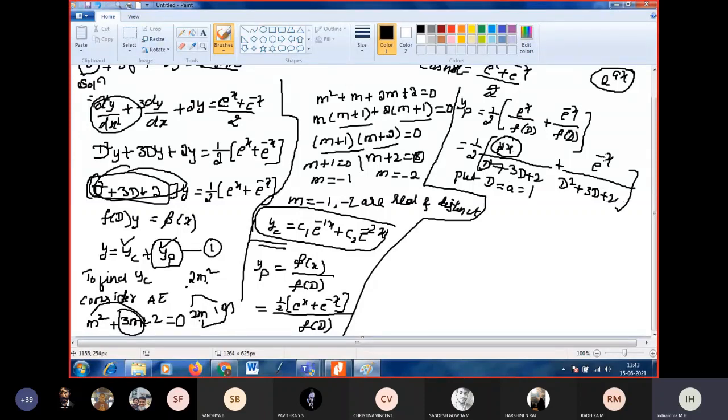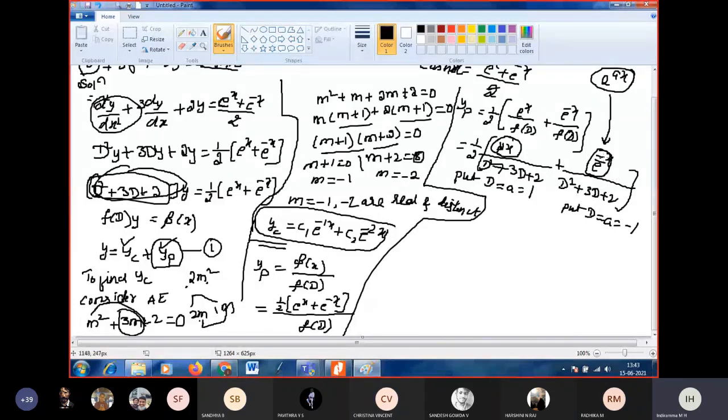Here also the numerator is in the form of e power ax. So if the numerator is of the form e power ax, we have to replace d by a. So here what is a? Minus 1. Be careful, it is minus 1.